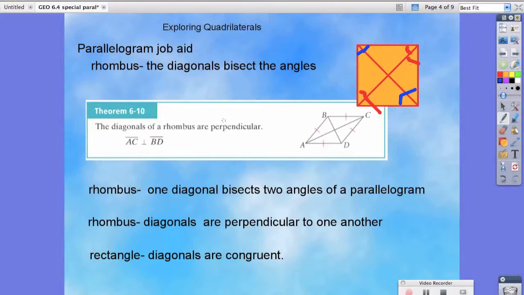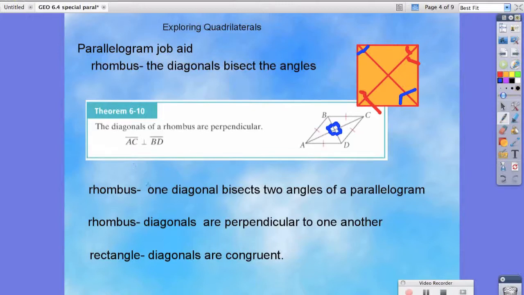Theorem 6.10 states that the diagonals of a rhombus are perpendicular. That means that when we have line segment BD and line segment BC, this angle is a 90-degree angle, and so are the other ones located here too. So all 4 of these create perpendicular or 90-degree angles.